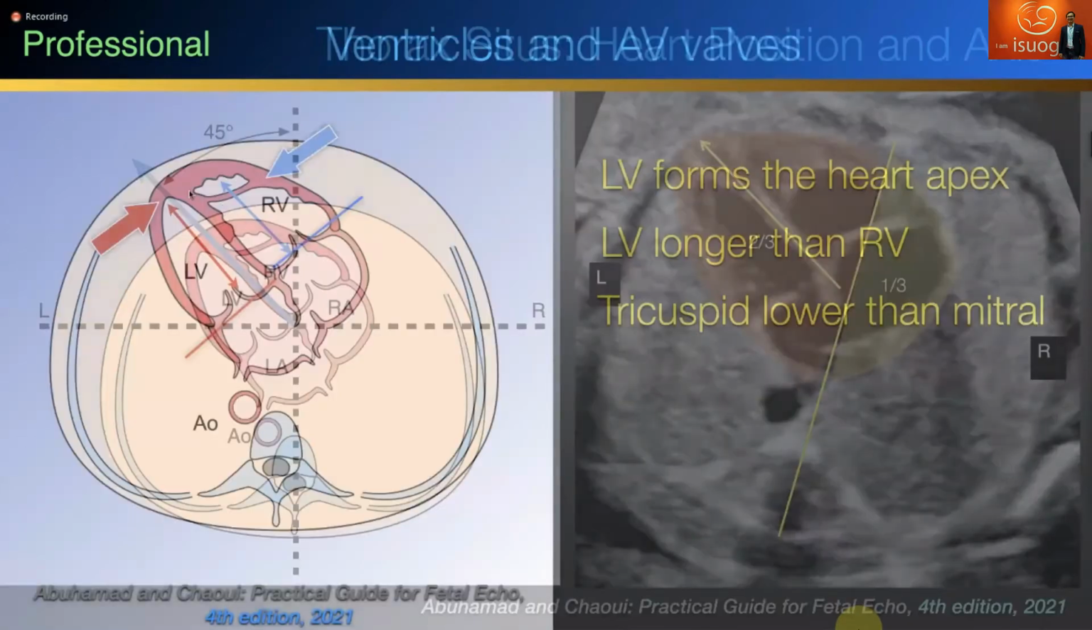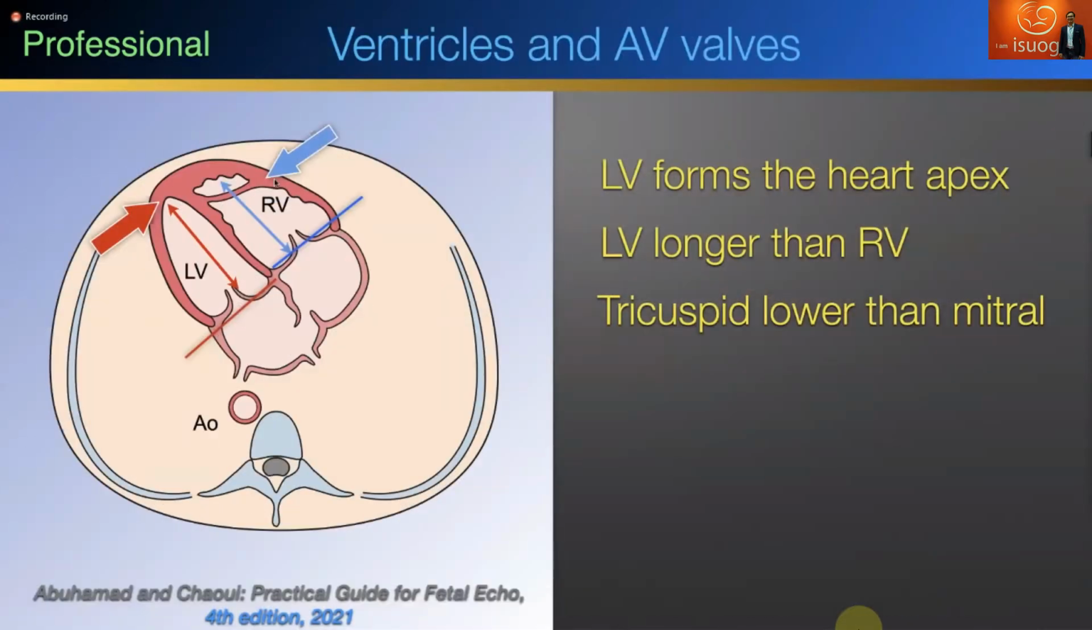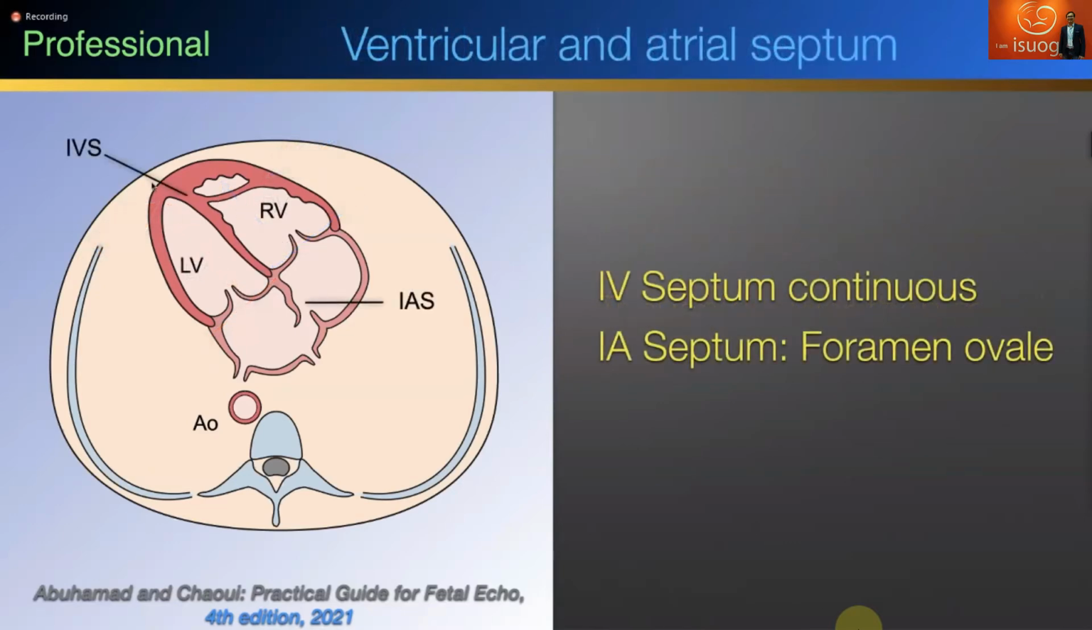Then looking carefully to the ventricles, you will identify as a professional that the LV, the left ventricle, forms the apex of the heart, while the RV is not forming it. The tricuspid valve is slightly lower than the mitral valve, and there is a trabeculation in the right ventricle. And the professional will have a look also to the septum, showing that the septum is intact, while the interatrial septum has here a kind of small opening, which is the foramen ovale with an interatrial communication being present prenatally. And that's it in general.